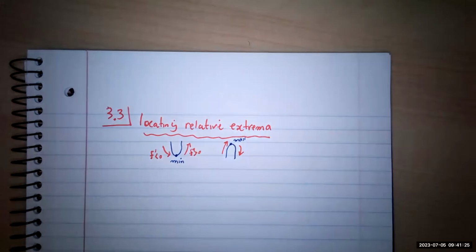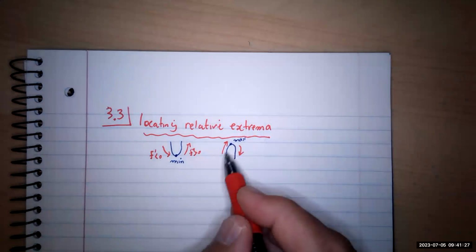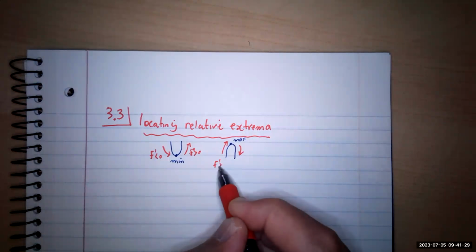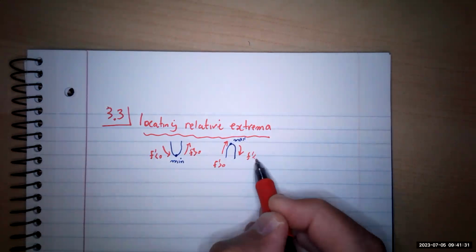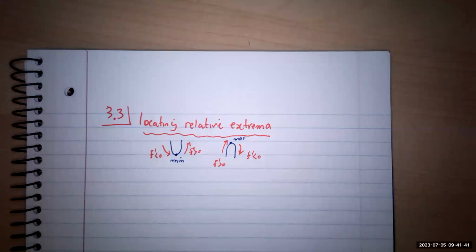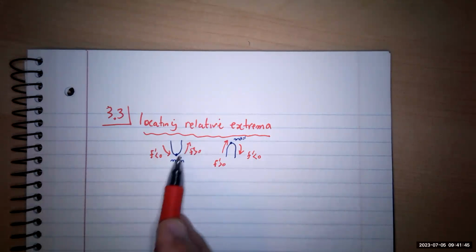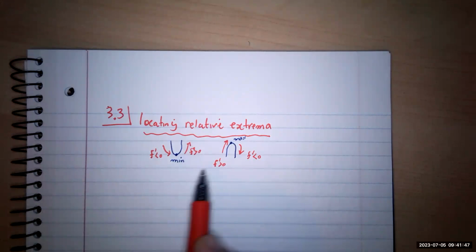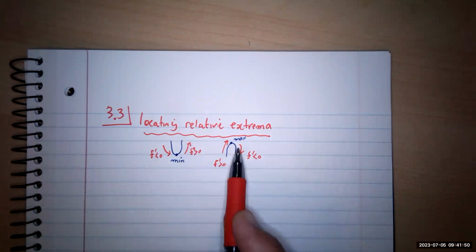F prime. And to describe the maximum, up first, down next. You see? That gives us a nice result to check. So this means you find the critical values and you check the sign of the f prime around it. If before is negative, after positive, it's a minimum. Before is positive, then negative, that gives you a maximum.